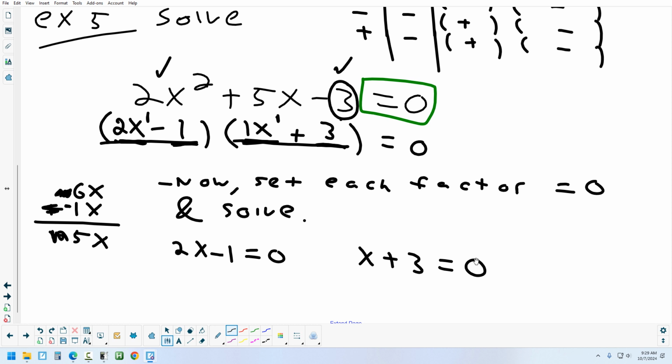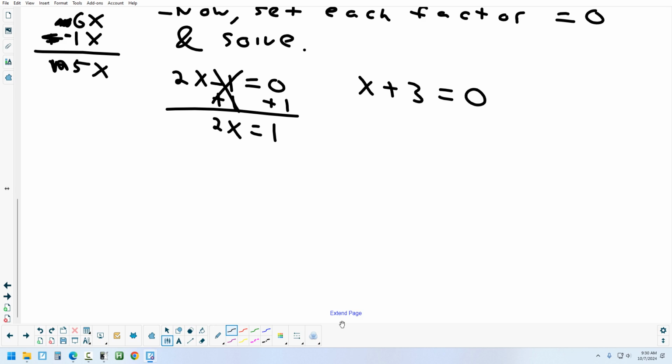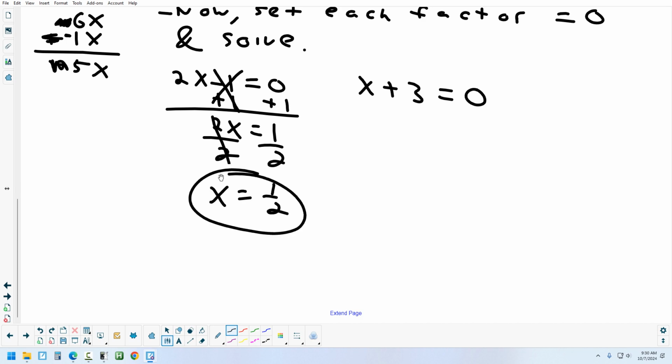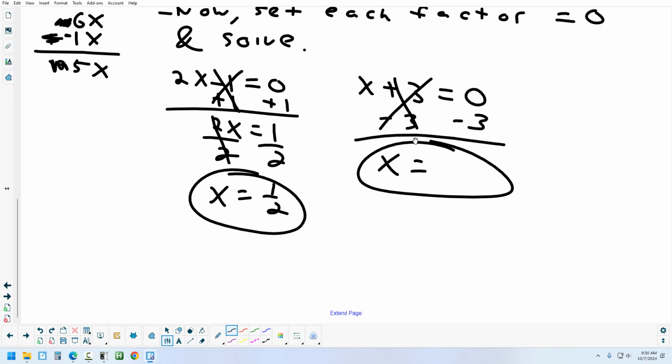Okay, so in your first factor, how would I get x by itself there? Add 1 to both sides. Okay, so 2 times x equals 1. And my last step to get x by itself. Divide by 2. Yep, so x is a half. And in the second one, I only have one step to get x by itself. Minus 3. That's gone. And what does x equal there? Negative 3. Yep.